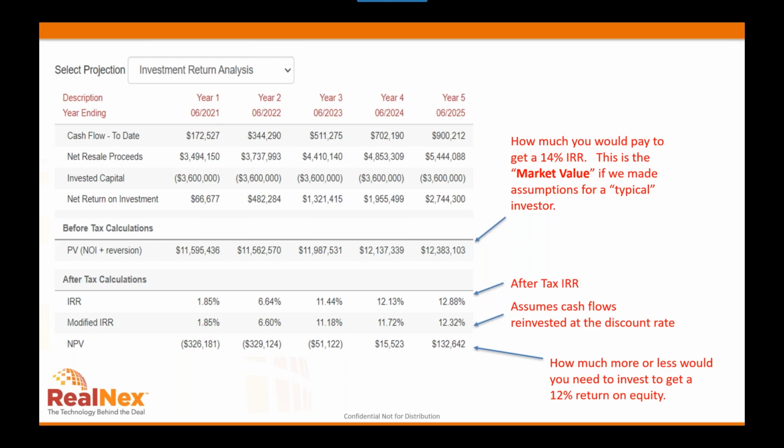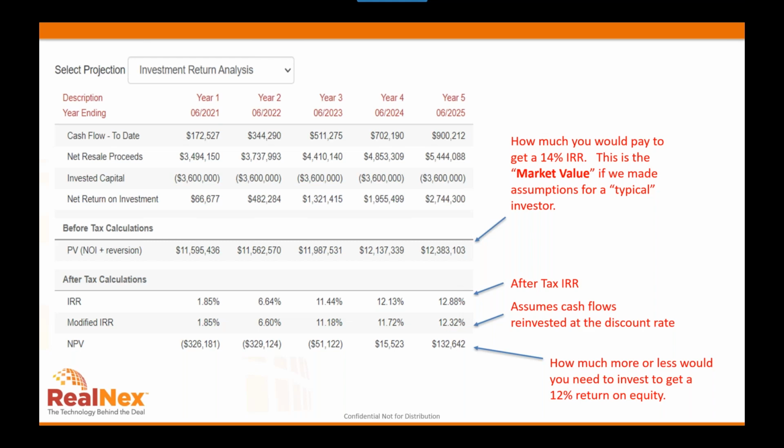So based on a 14% discount rate, if that's the typical rate that investors want in the market at that time, somebody would pay today $12,383,000 for the property. Or if they bought it at our purchase price, which was lower than the 12 million, right? We get a rate of return of 12.88%. So that's our IRR over the 5 years.